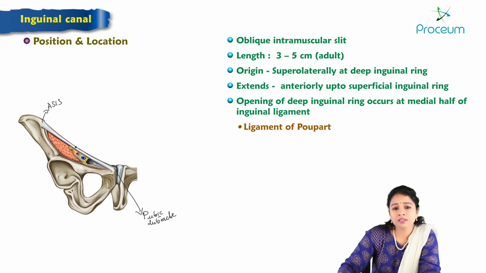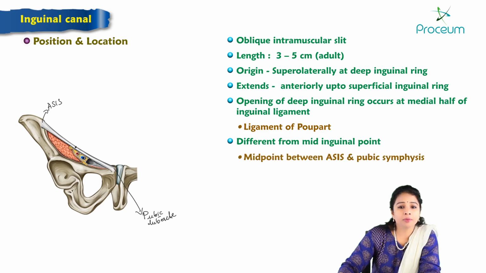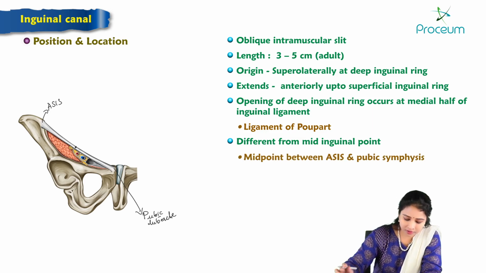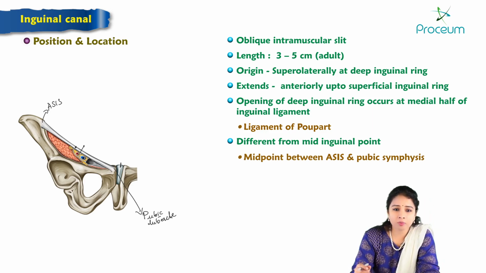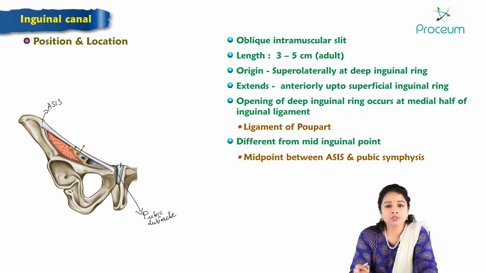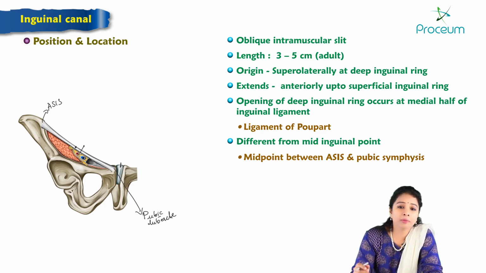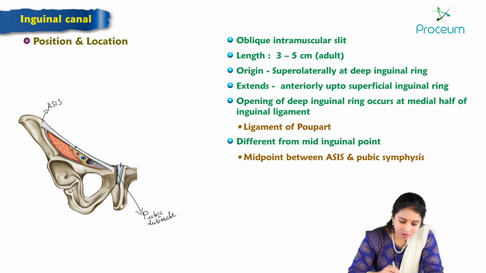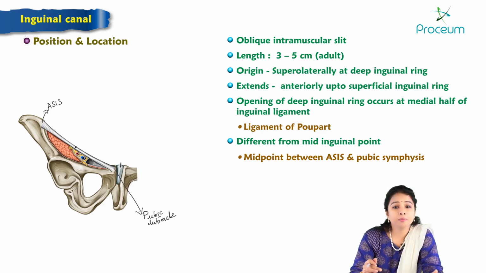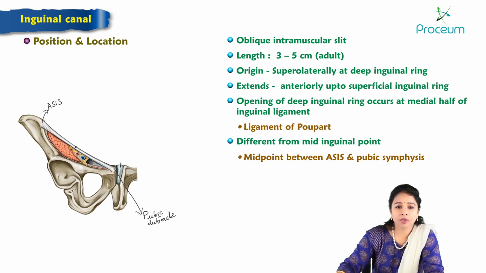Please note that there is a difference from the mid-inguinal point. The mid-inguinal point is the midpoint between the ASIS and pubic symphysis. From ASIS till the pubic symphysis, the midpoint would be somewhere here, and that would be the mid-inguinal point. So do not get confused between the mid-inguinal point and the midpoint of inguinal ligament. What we are saying is the midpoint of inguinal ligament is related to the deep inguinal ring.